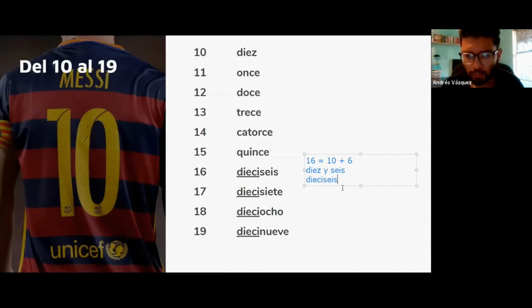Muy bien. So it's important to recognize that pattern, to identify the pattern, because we will see it again when we start looking at 20s, 30s, 40s. But we already start seeing it here with 16, ¿no? 16, 17, 18, 19. Muy bien.